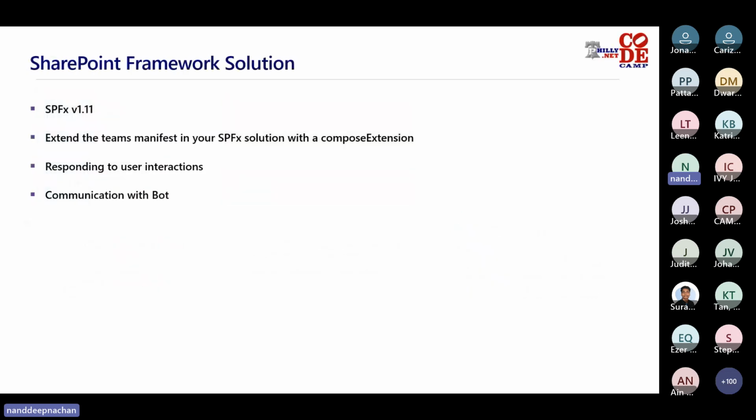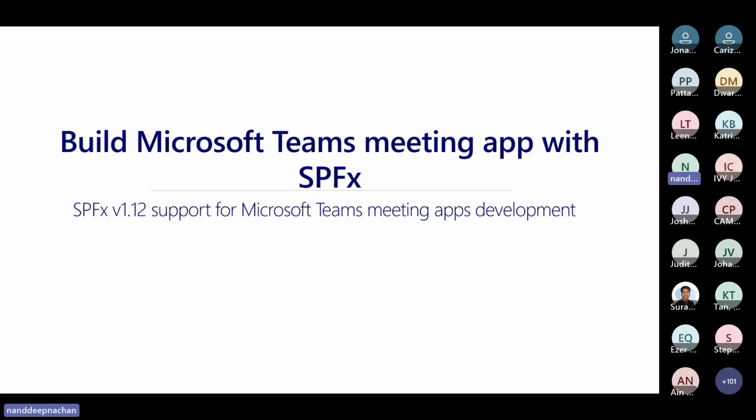Once you do that, you can start developing your SharePoint Framework solution, starting with SharePoint Framework 1.11, and it can simply respond back to the user interaction. For example, the planets that you have seen in the image were nothing but the SharePoint Framework web part. Whenever you click on any of the planets, it is going to communicate with your bot. The bot will take the information about the selected planet and post that as an adaptive card onto your Microsoft Teams. Okay, so those kinds of things are also possible.